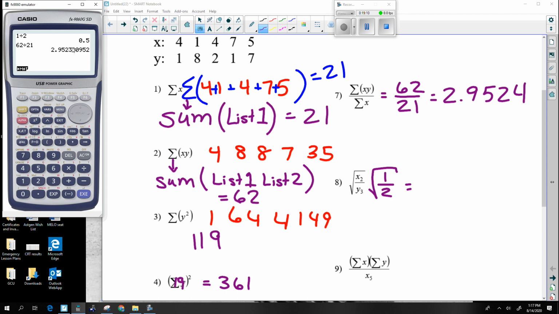So what would happen if I needed to do something to this number? What if I had to square this number or square root this number or something? I don't want to square root 2.9524 because, as I said, that answer would be less accurate. What I somehow want to do is have the calculator understand that I want to square root this entire decimal.